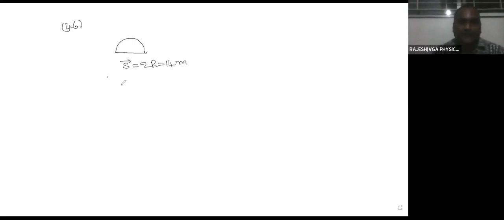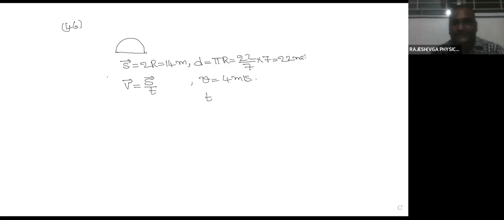So if I know that, then I can write average velocity is equal to displacement by time. But time is not given directly. They told the distance for half revolution, that is pi r. That is 22 by 7 into r, r is 7 meters, so 22 meters. He is moving with a speed 4 meters per second. So what is the time taken to cover a distance of 22 meters with a speed of 4 meters per second? That is 22 by 4, that is 11 by 2 seconds.